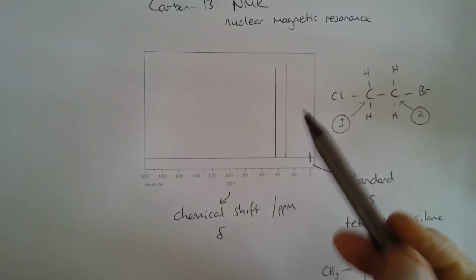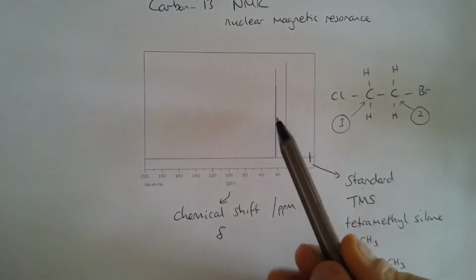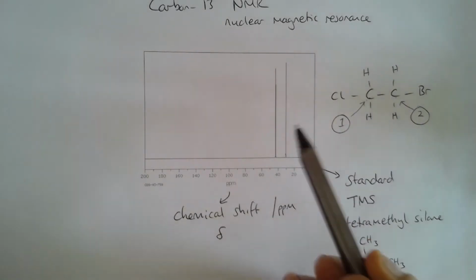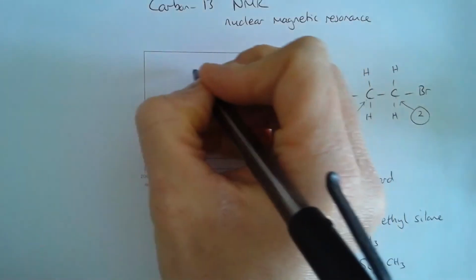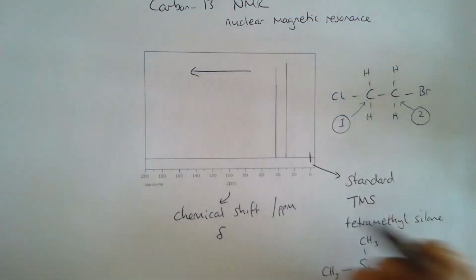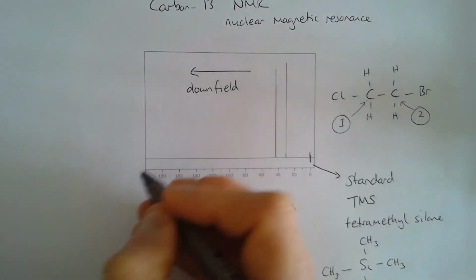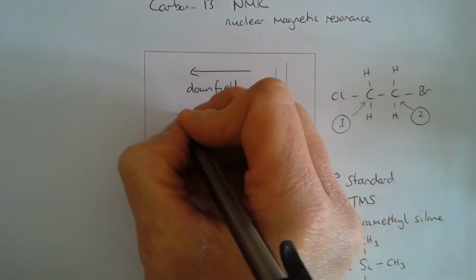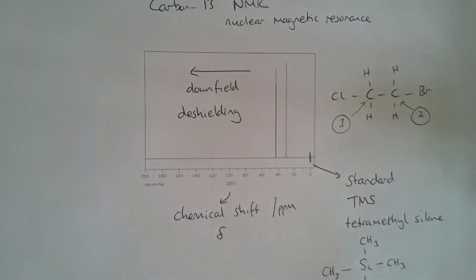So, probably one of the most important things on a carbon-13 NMR spectrum is the fact that the carbon atoms have peaks at different chemical shifts. Now, the reason that occurs is because of what's called shielding or de-shielding. The further to the left or further downfield a peak is, we say the de-shielding increases, or it is more de-shielded.